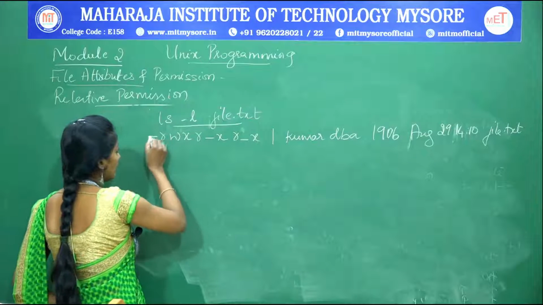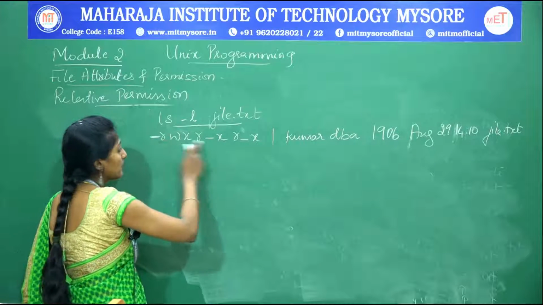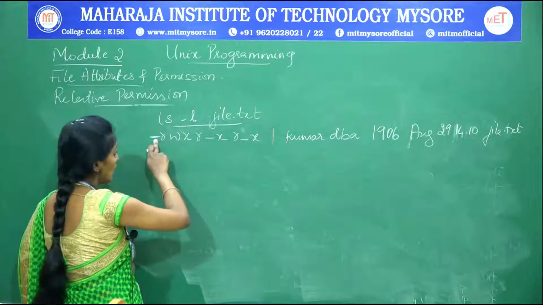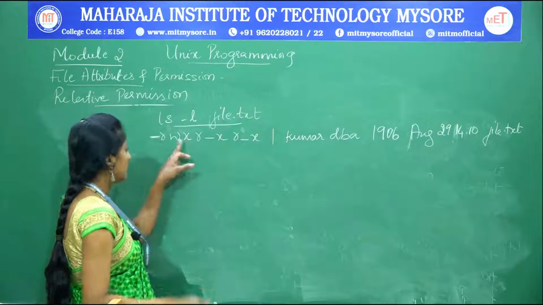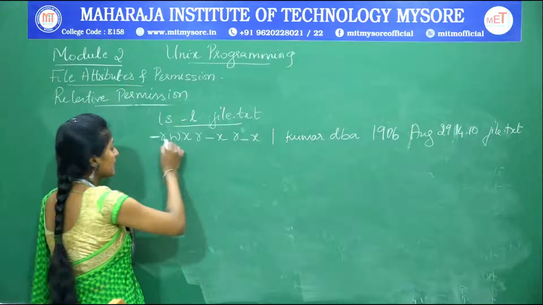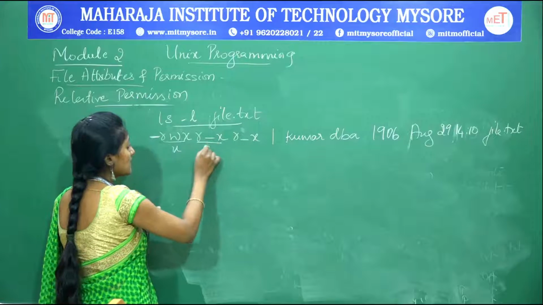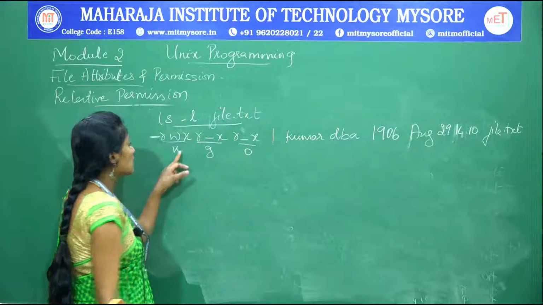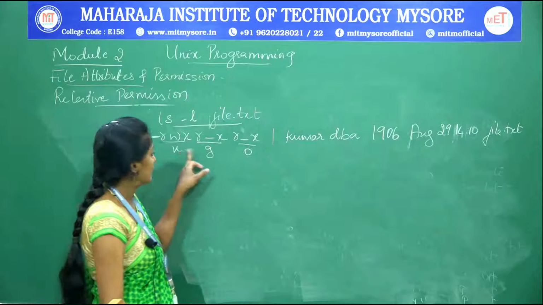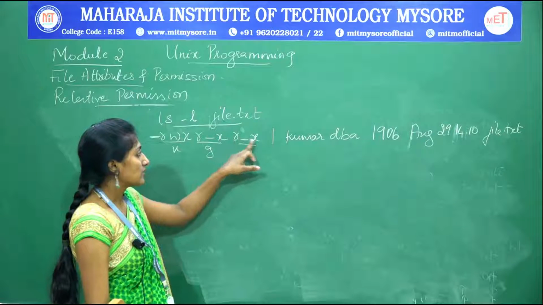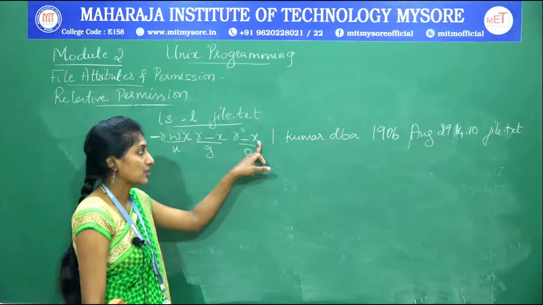So this is an ordinary file. The first column represents the file type and its permission. Since it is an ordinary file, it is represented with a hyphen. Next, the first 3 bits represent user, next group, and then others. So for user, all the 3 permissions have been assigned. For group, read and execute. For others, read and execute.